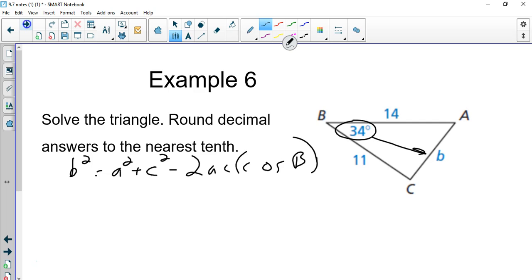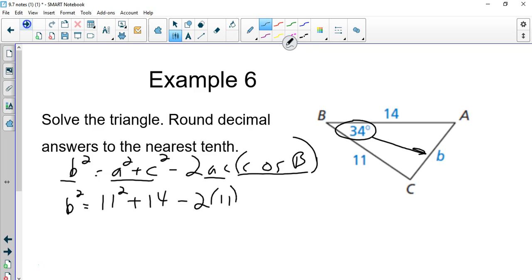Now, it seems complicated. You're not going to memorize this. We will provide this for you. You just have to know how to use it. And if you think about it, it kind of makes sense. We're working on B, and these are both the other two sides, A and C. So B squared, we don't know, equals 11 squared plus 14 squared minus 2 times 11 times 14 times the cosine of B.